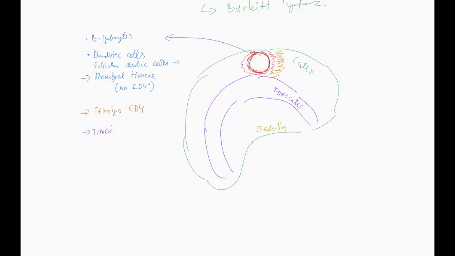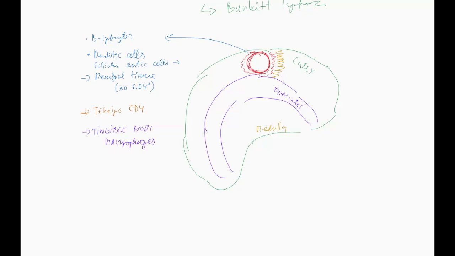So you got B lymphocytes, follicular dendritic cells, helper cells, and still you got tingible body macrophages. And these are responsible for getting rid of the lymphocytes that went into apoptosis, that were not selected to go farther and were turned down because of not optimal affinity to antigen. Okay, so these cells are in the follicle in the cortex.